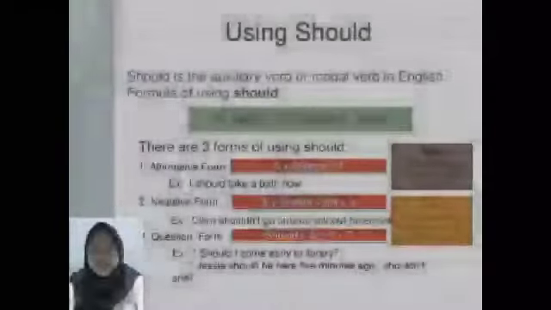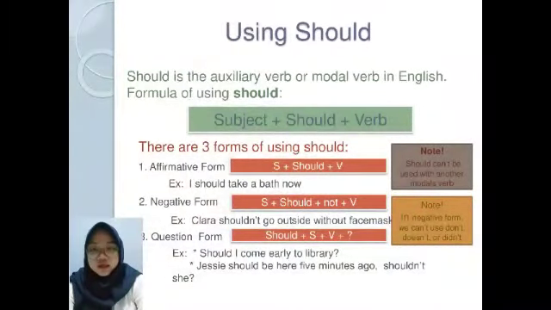First material is about using should. Should is an auxiliary verb or modal verb in English, and the formula of using should is subject plus should plus verb. And there are three forms of using should. First is affirmative form. In affirmative form, should cannot be used with another modal verb.